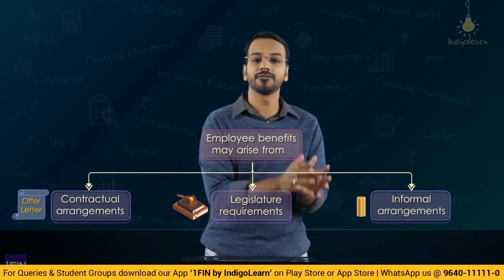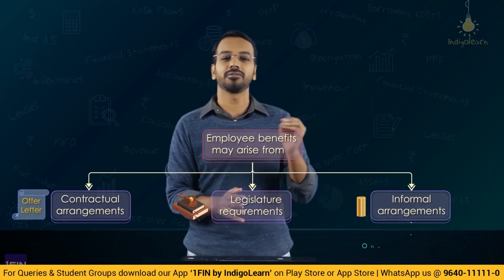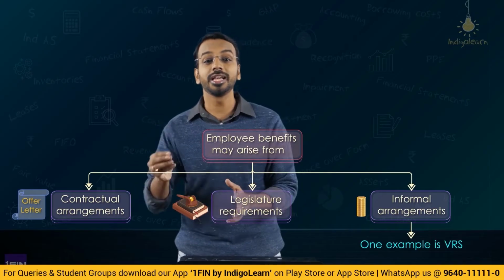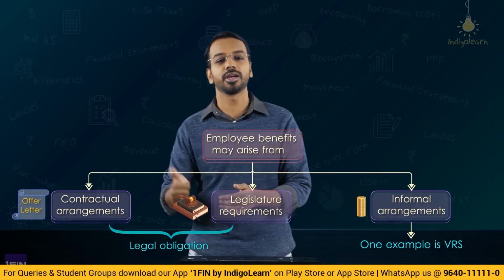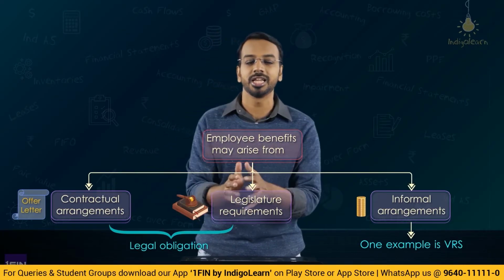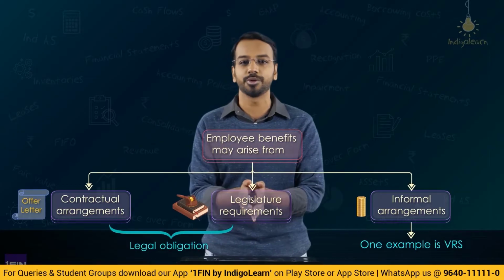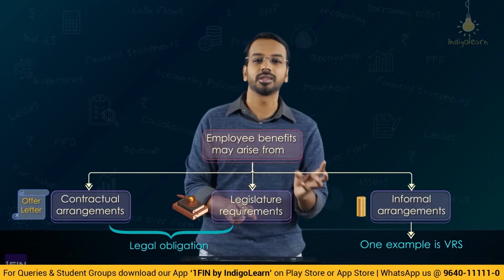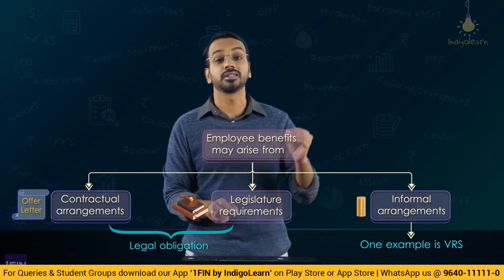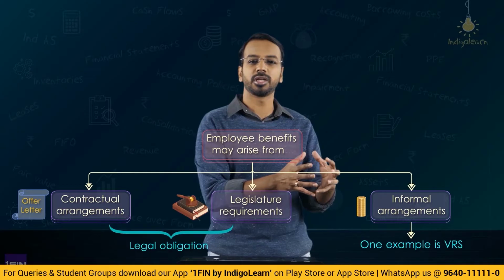The third category, that is the informal practice, is basically a constructive obligation. The first two are the legal obligations, right? If an employer does not pay salary, the employee can sue the employer in courts of law. Similarly, under legislation, if something has to be paid, something has to be contributed, that is also a legally enforceable obligation. The third one, the informal practice, is more of a constructive obligation. Such a constructive obligation could be the employer running a school where the employees' dependents can come and study, or enroll in that school. All of those things can be a part of the informal practice.